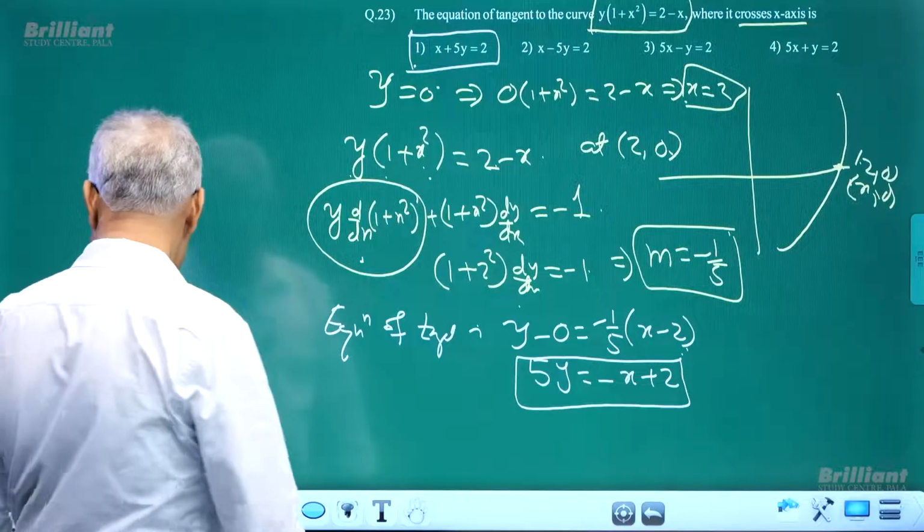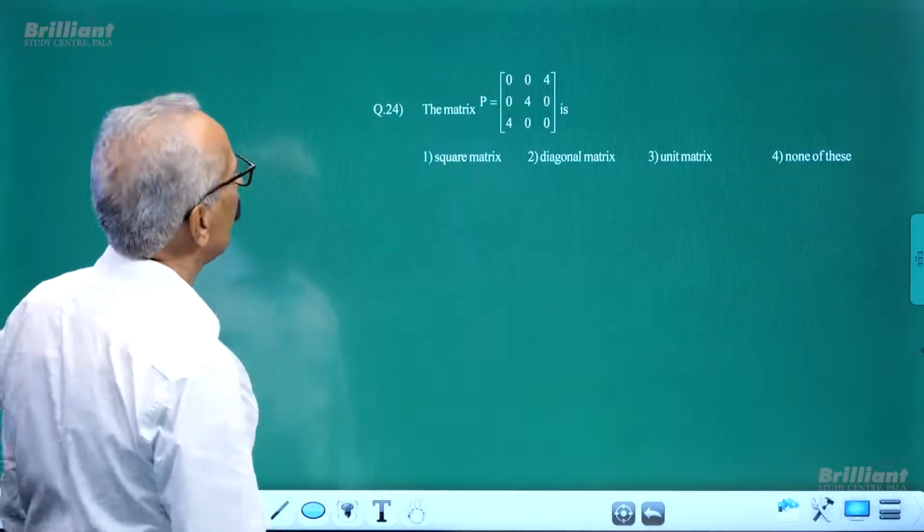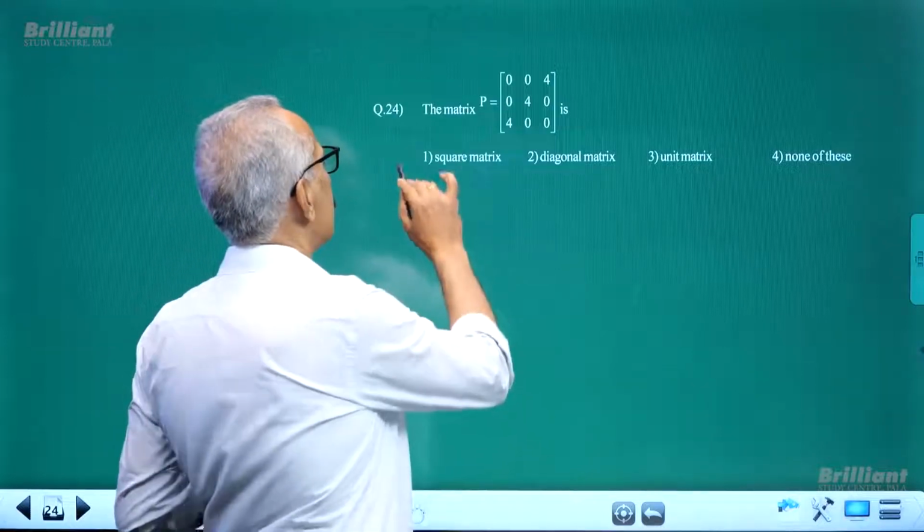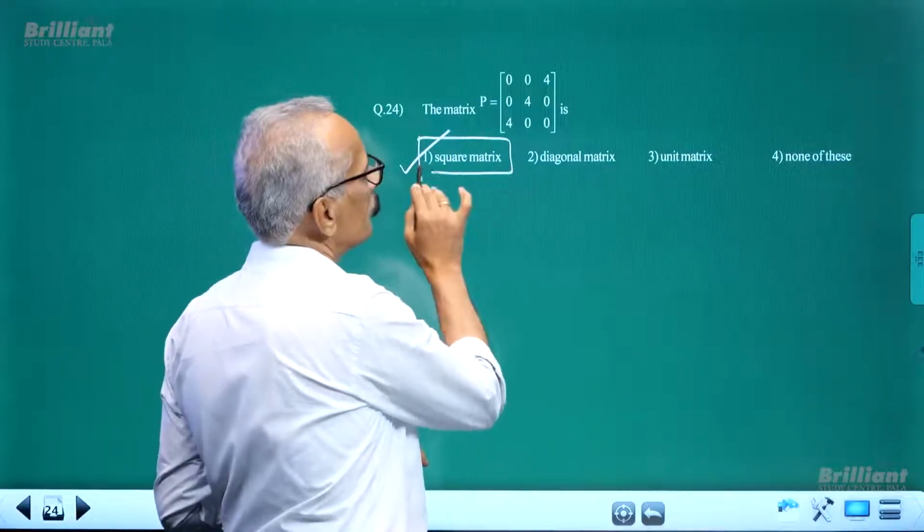Okay. On to the next. The matrix is a square matrix. That's correct. Nothing else is there.